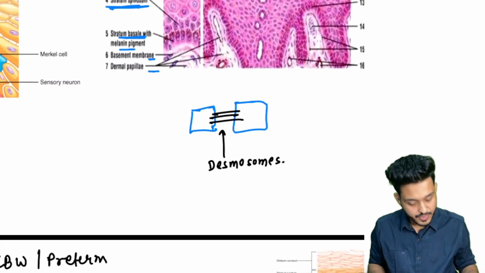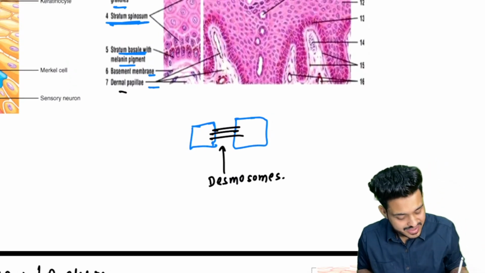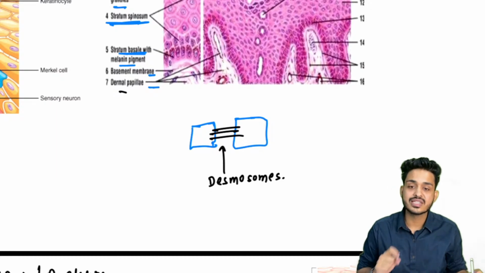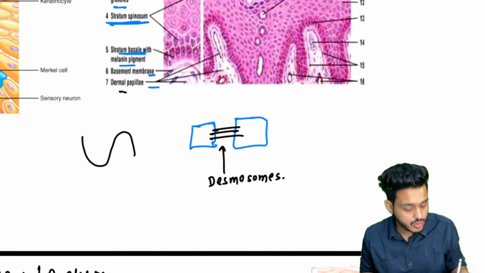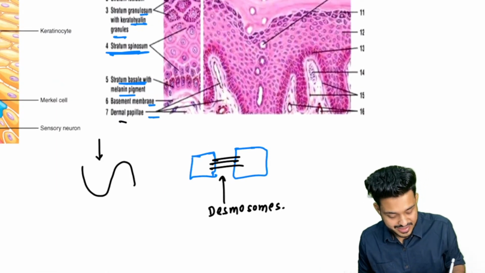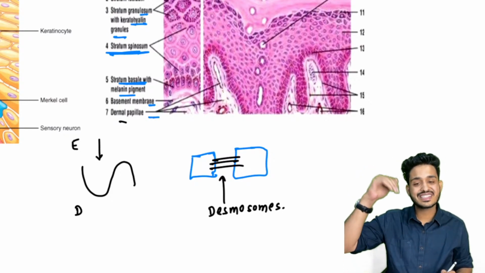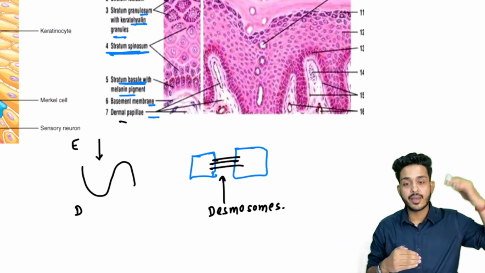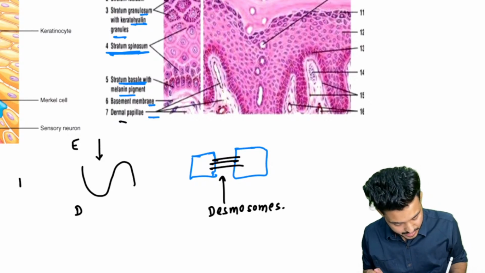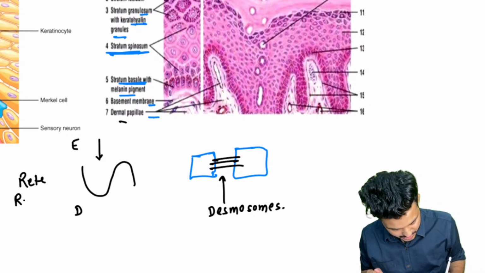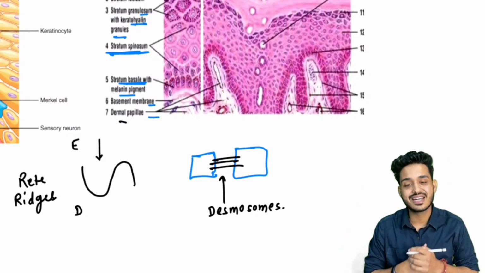Okay, first thing clear, we are having different kinds of desmosomes, so we will be discussing them. Next one, what is dermal papilla? There is one more thing, that is rete ridges. What is that? Okay, let's see. So the part of epidermis, here is the epidermis, below is the dermis. The part of epidermis which is invaginating into the dermis, that is known as rete ridges.